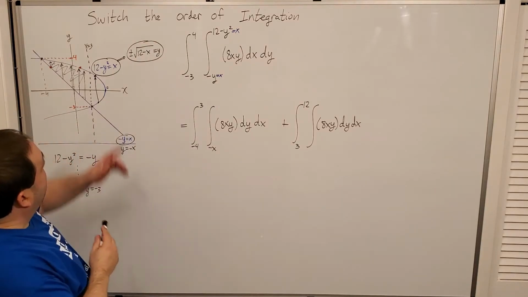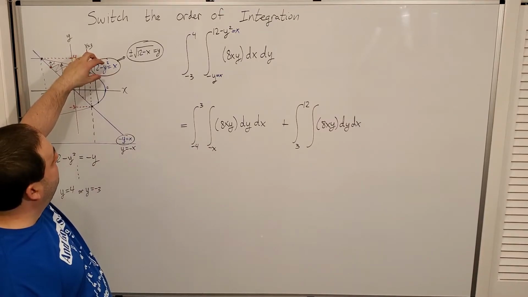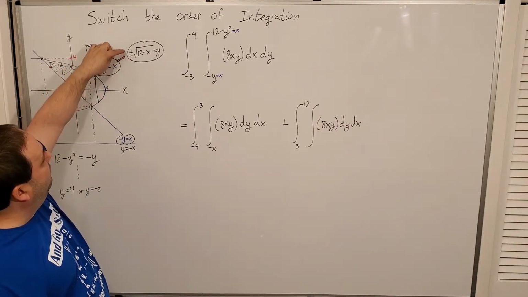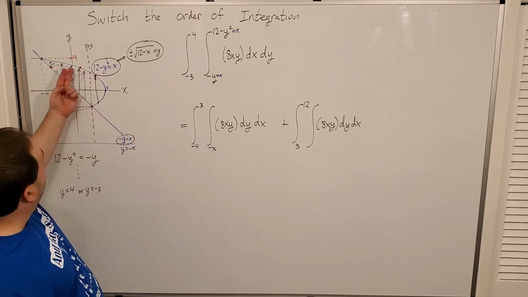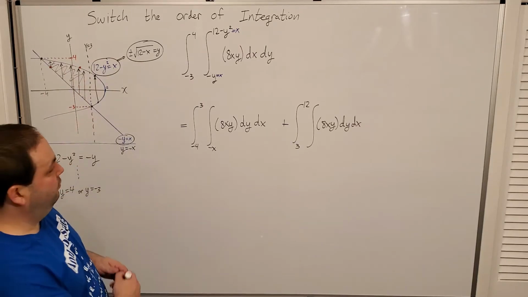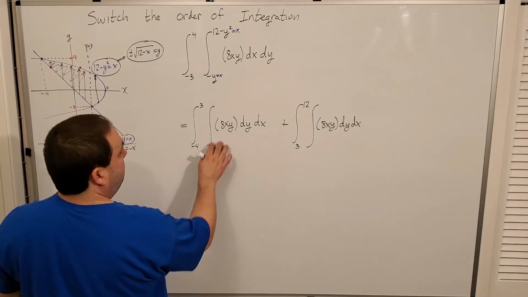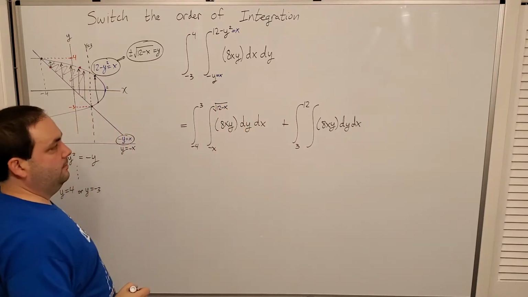Okay? And the plus or minus is because I introduced a square root, right? We usually bring the plus or minus with us. But I only want to pick one of them, right? I'm going from the line to the top of the parabola. So I'm just going to pick the positive one. So I'm going from the line to the parabola, square root 12 minus x.